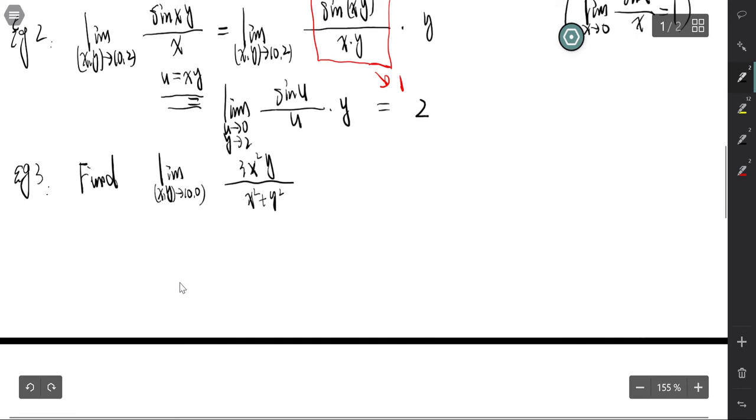this limit should be 0 because the numerator has order 3 in x and y. That's order 3, and the denominator has order 2. Maybe we can guess that the limit should be 0. We claim the limit is 0. Now we prove it.